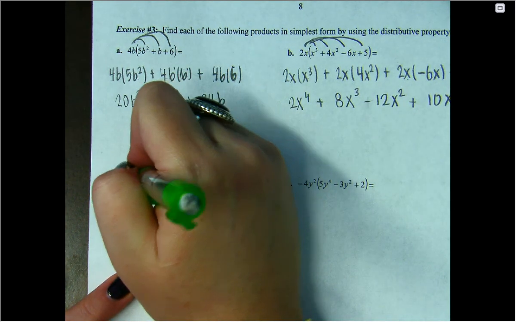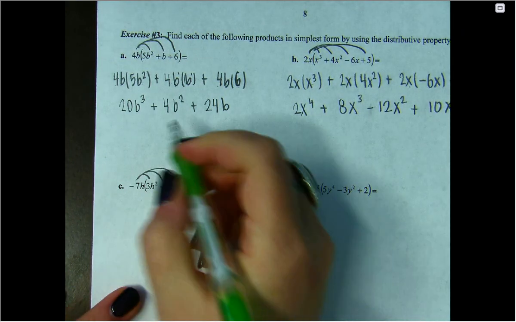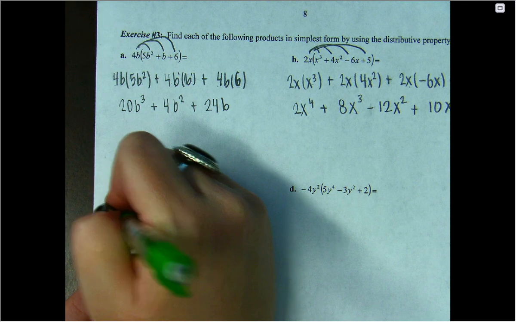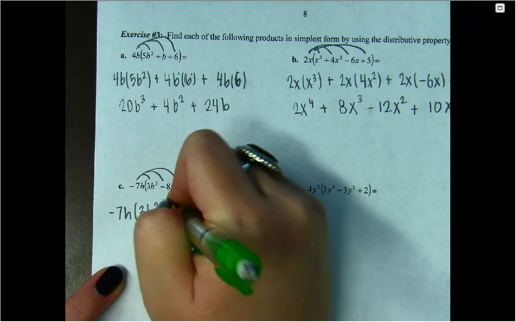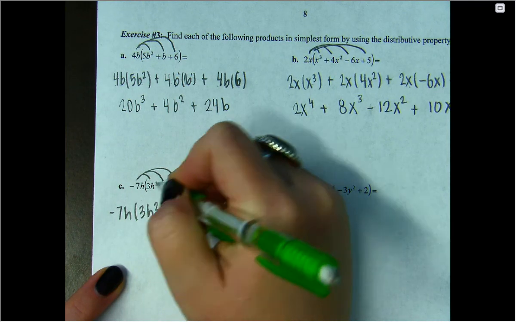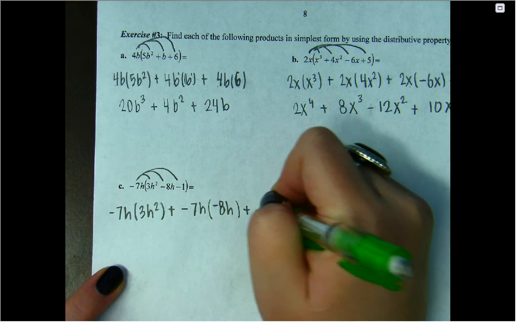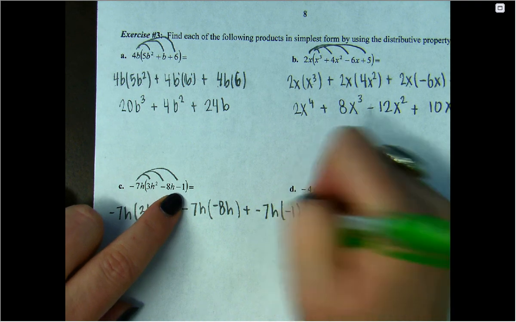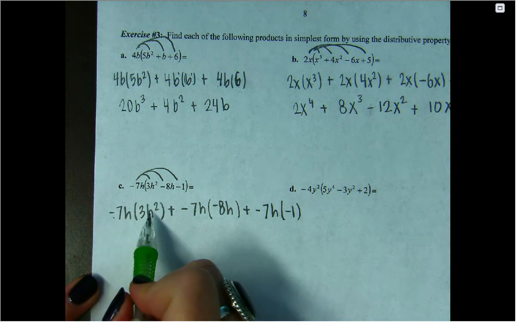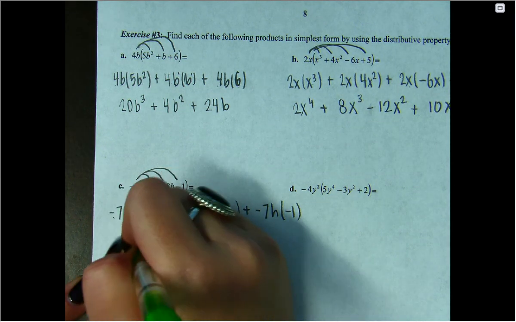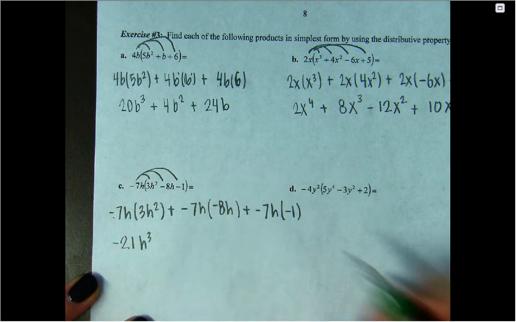Alrighty. Boom, boom, boom. A triple distribution with some negatives, okay? So this negative 7h needs to go to each and every term. So I have negative 7h times my first term, which is 3h squared, plus negative 7h times my second term, which is negative 8h, plus negative 7h times my last term, which is negative 1. Okay, so negative 7 times positive 3 is negative 21. And h times h, well, I'm just adding my exponents. So 2 plus 1 is h cubed.